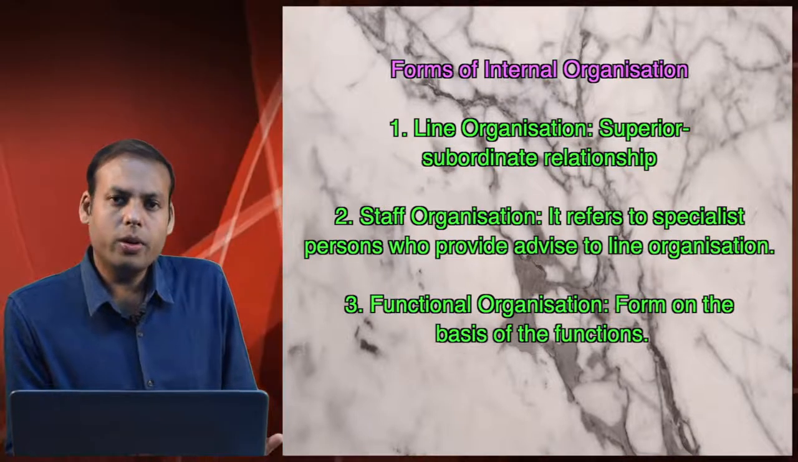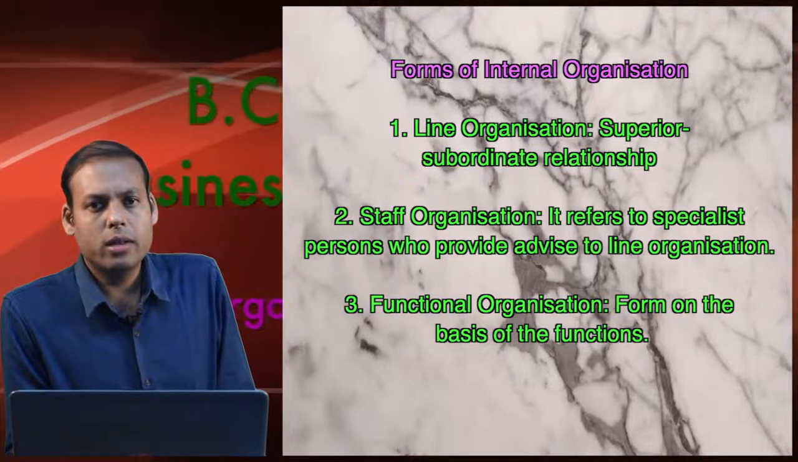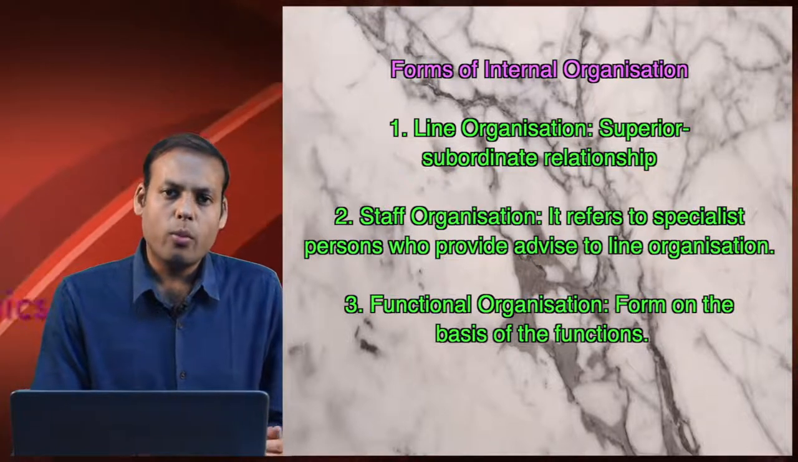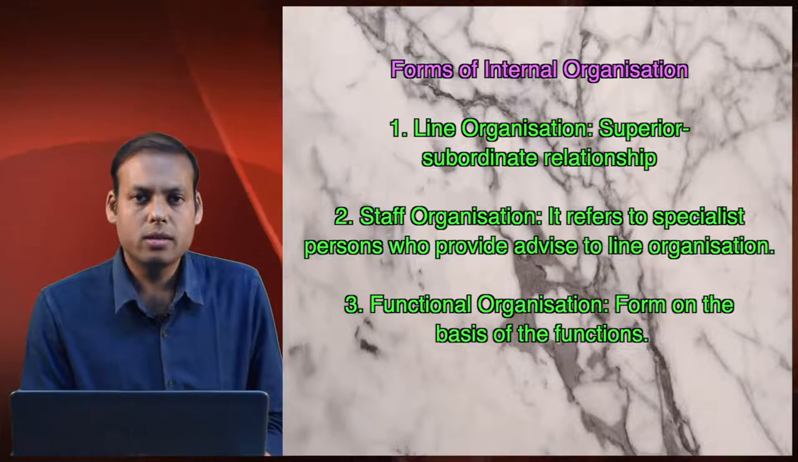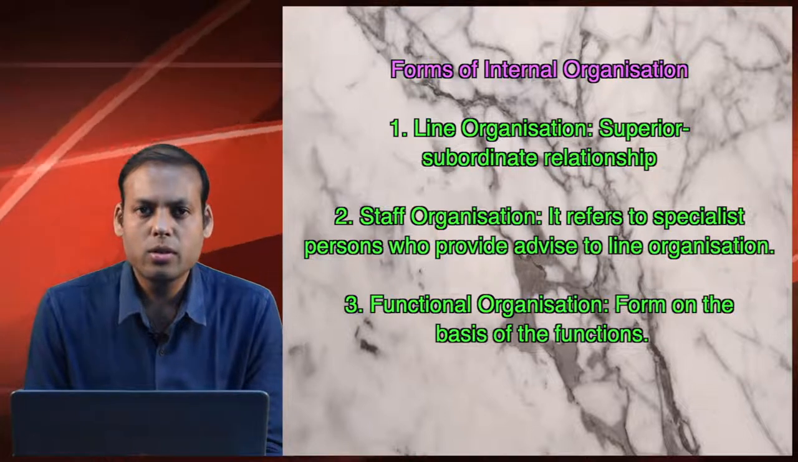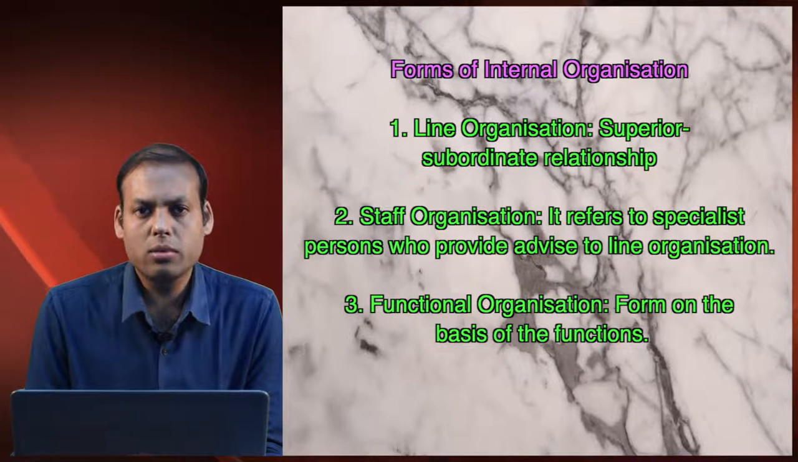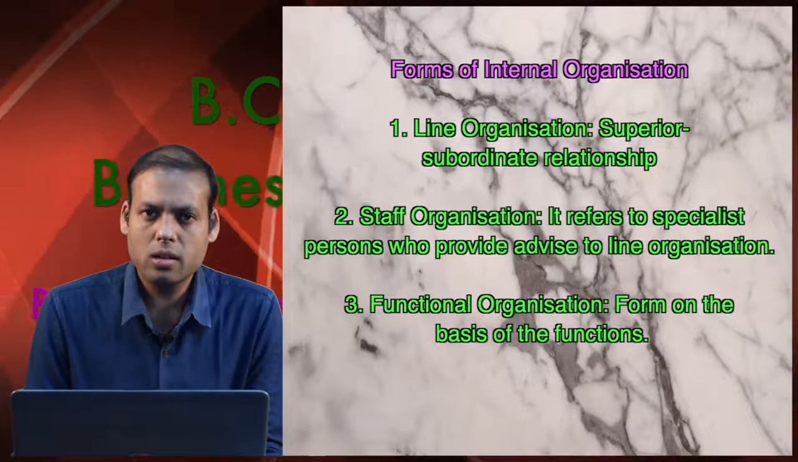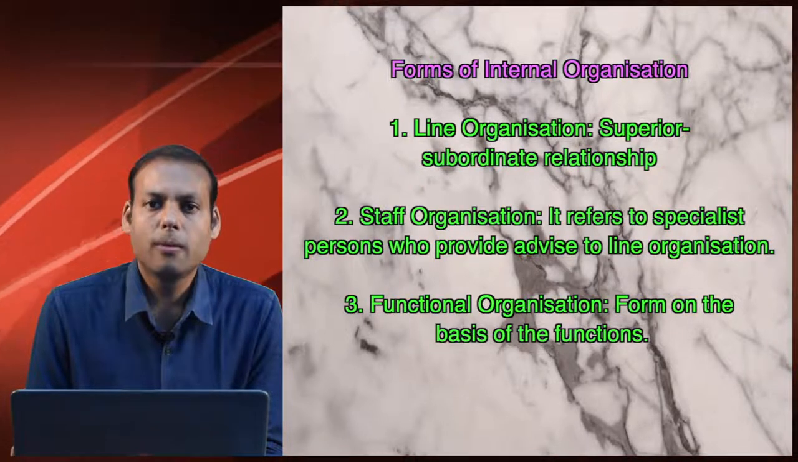The second form of internal organization is staff organization. In case of staff organization, some specialists are appointed. The specialists provide guidance and advice to the line managers. However, it is not mandatory on the part of line managers to listen to every advice. The line managers are the executives, they execute the work. The staff provide advice to the line managers to implement the decision.